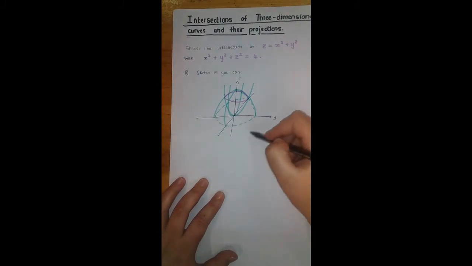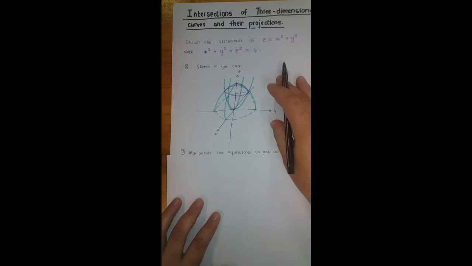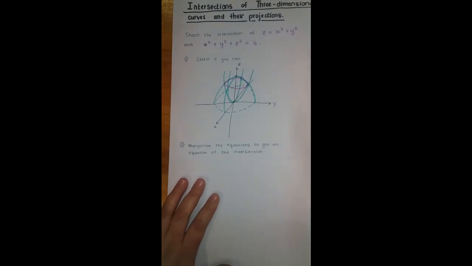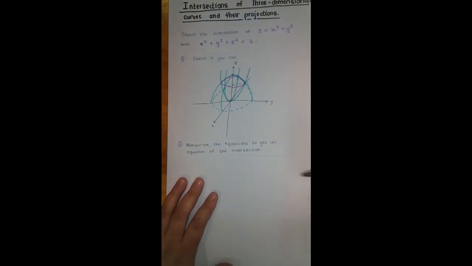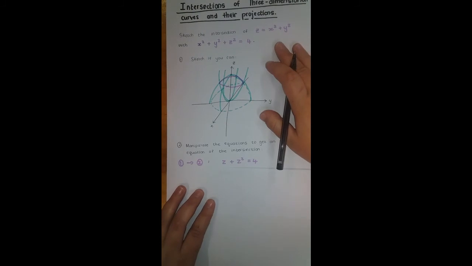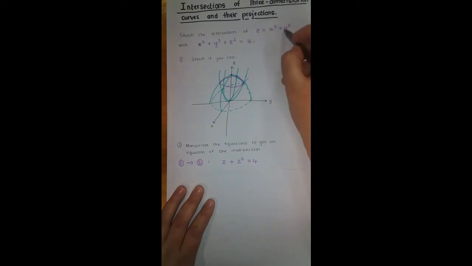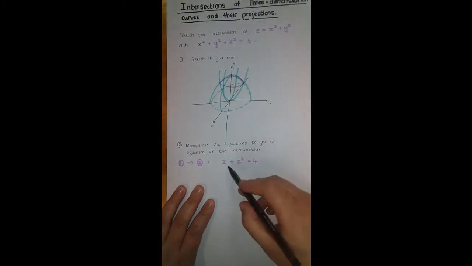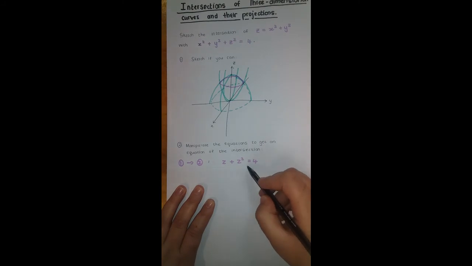Obviously, the sphere has a bottom part as well. And then you have to manipulate the equations to get an equation for the intersection, noting that the intersection will be a two-dimensional shape. So when you substitute equation 1 into equation 2, you'll find the following. z plus z squared is equal to 4.